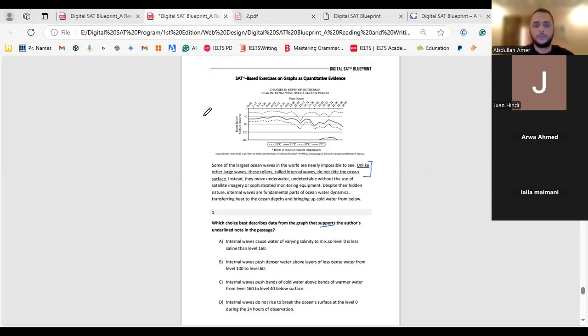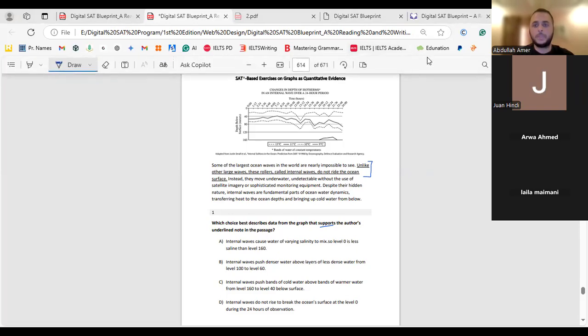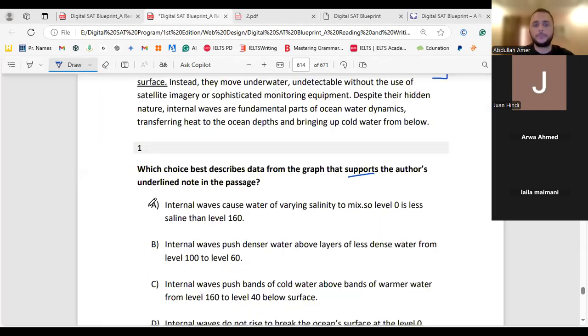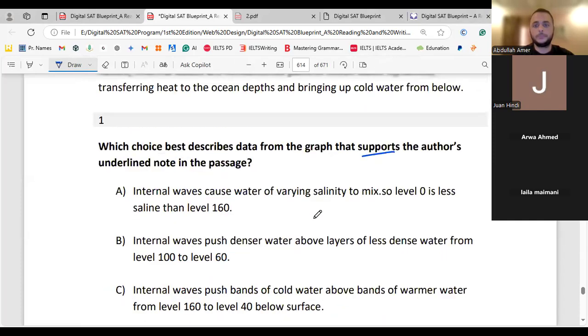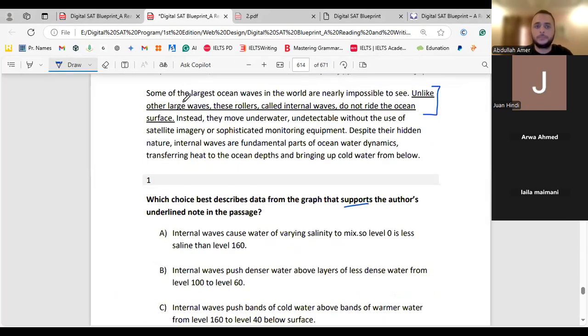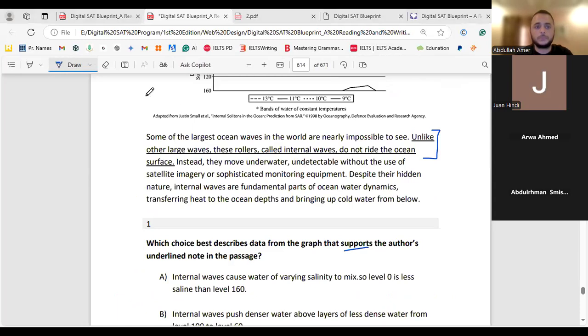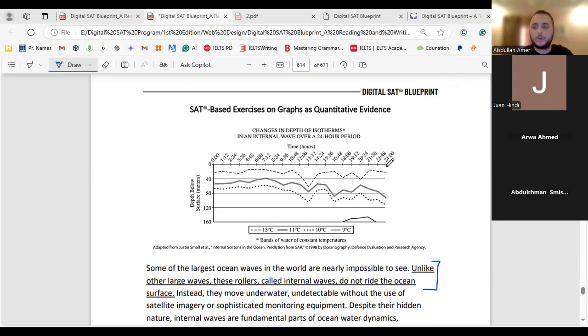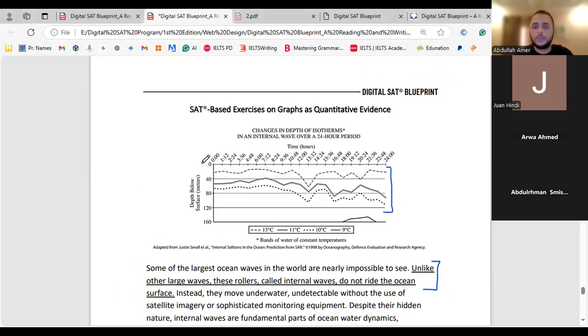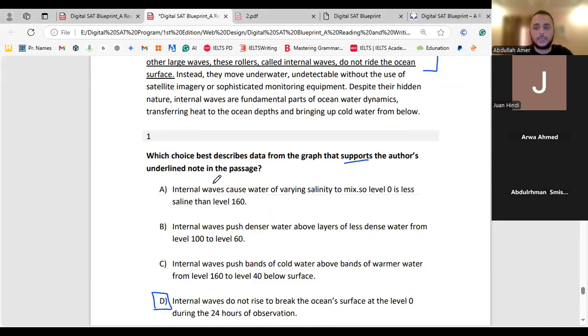Exactly, it is D. Thank you. Why do you think that it's D? Because it says that the water does not break the surface of the water, the waves. Exactly. So everything is going under the level of zero. Exactly. Thank you, Abdurrahman.